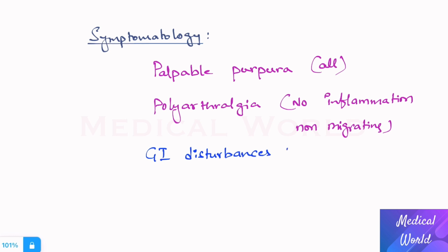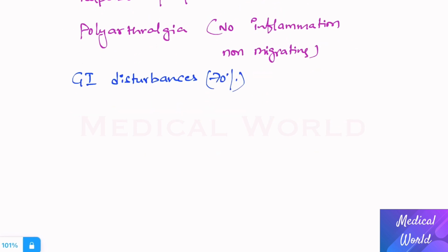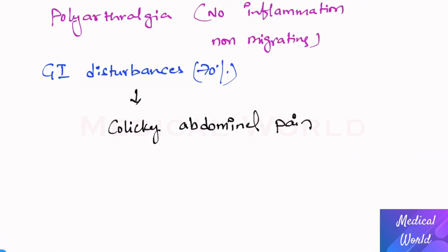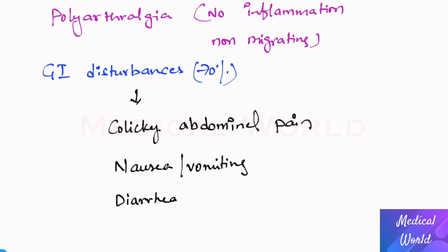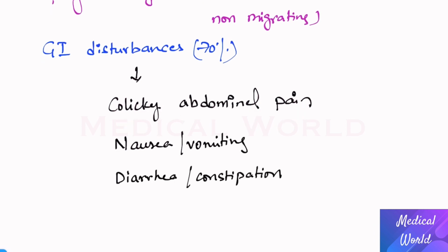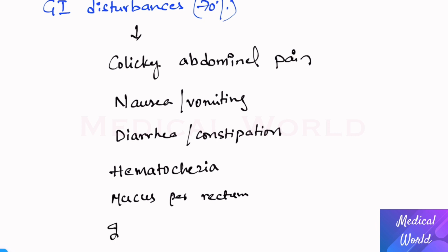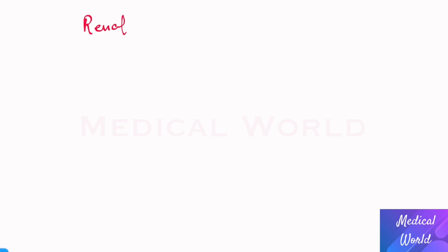Coming to the GI disturbances, GI symptoms and signs will be there. It occurs in up to 70% of the patients with HSP. So colicky abdominal pain will be present, nausea, vomiting will be present, diarrhea or constipation may be present in these patients. Hematochezia, frank blood in stools and mucus per rectum. And also children will have intussusception occurring in HSP.